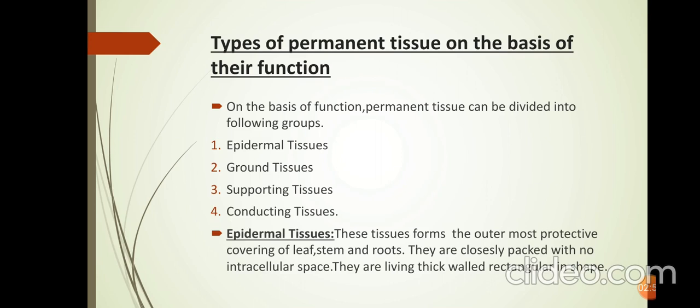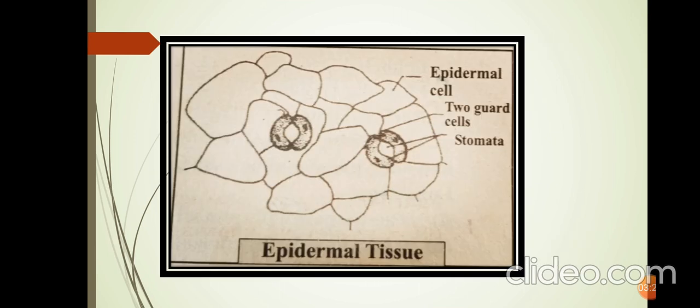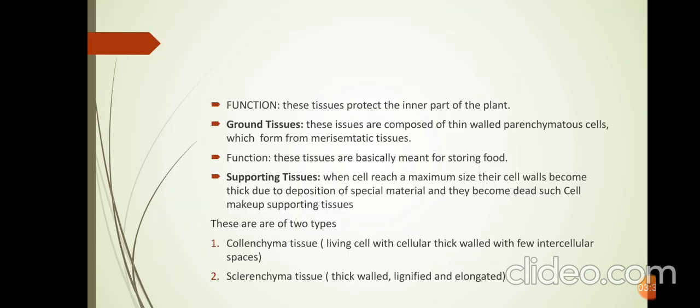Number one, epidermal tissues. Number two, ground tissues. Number three, supporting tissues. Number four, conducting tissues. Epidermal tissues form the outermost protective covering of leaf, stem and roots. They are closely packed with no intercellular spaces. They are living, thick-walled, rectangular in shape. This is the figure of epidermal tissues. Function: these tissues protect the inner part of the plant.